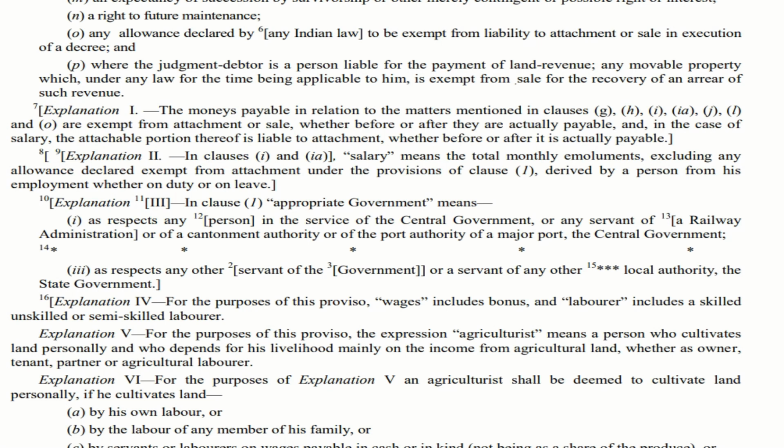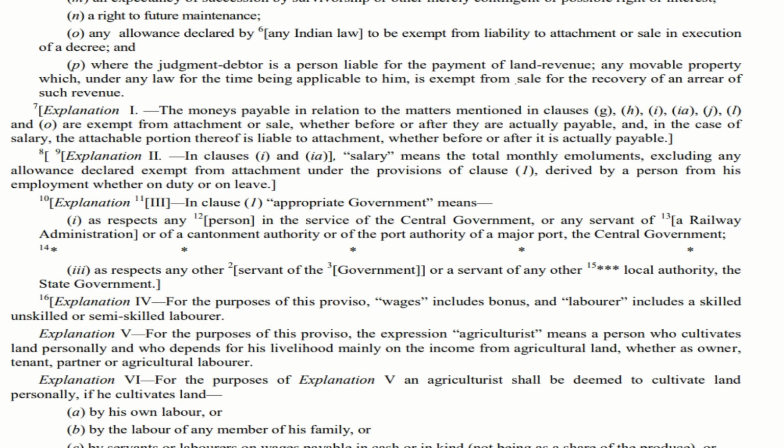Let us move to the next aspect. Explanation 3. Which government is called the appropriate government? This can also be asked as a question in the preliminary exam. The first point is as respects any person in the service of the central government. The second aspect is if a person is a servant under a railway administration. The other aspect is if that person is a servant in a cantonment authority or port authority. In all these cases, it will be the central government which will be the appropriate government.